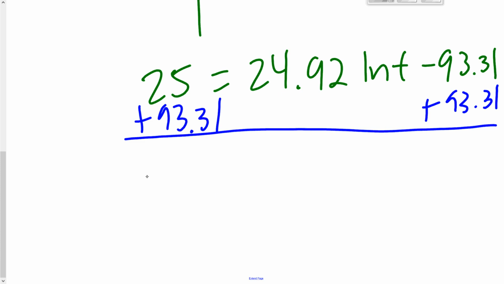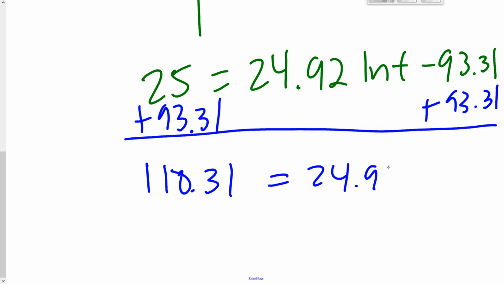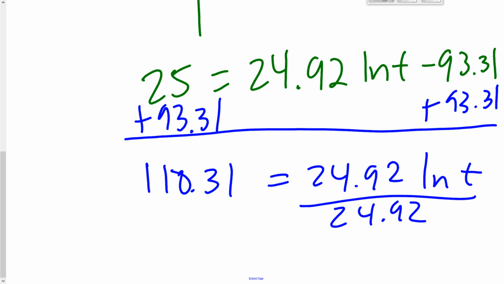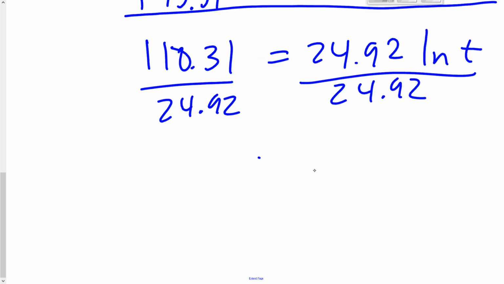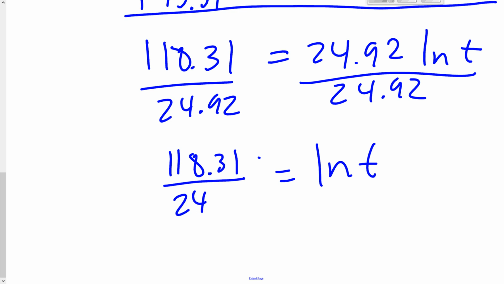And so then we get 118.31 divided by 24.92. So now we have ln t by itself. And I don't actually divide this because I want this number to stay true in my calculator. I don't want to round that answer. Okay? I don't need parentheses there. Okay, so now I want to solve this for t.